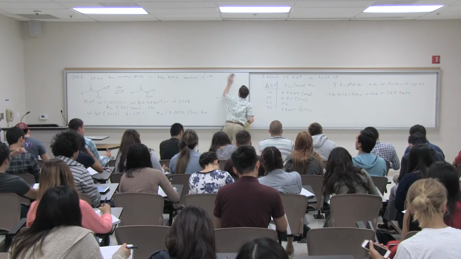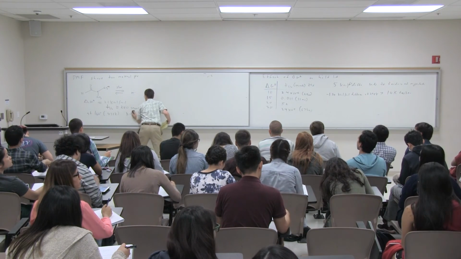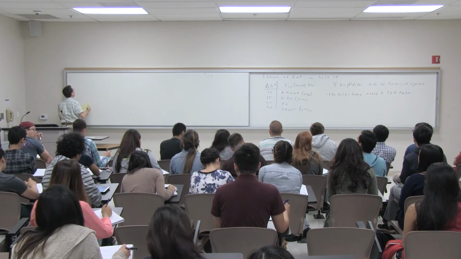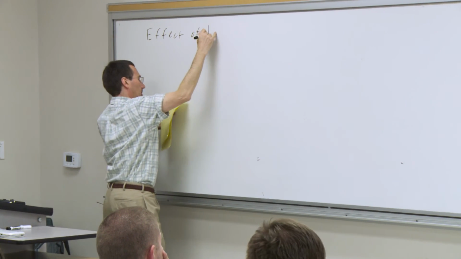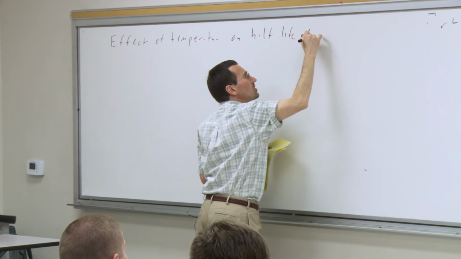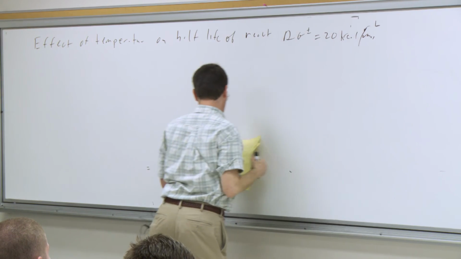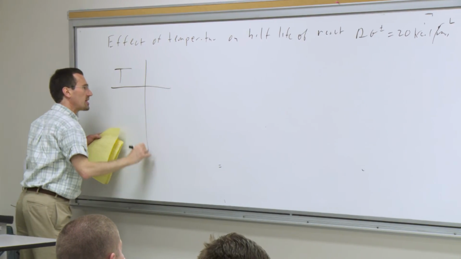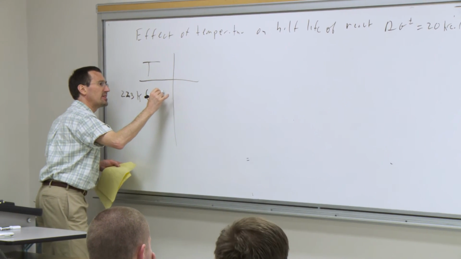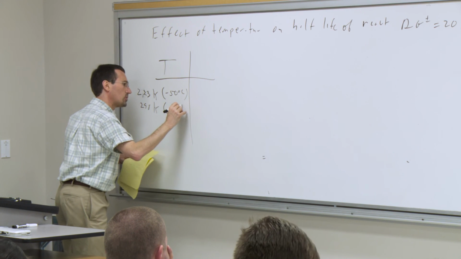The other one, and I want to finish up quickly because we're at the end of our time and I want to relate this to something useful. So I did the same thing for effect of temperature on the half-life of a reaction. And I just took a reaction with delta G double dagger equals 20 kilocalories per mole. And I just wanted again to see what's the effective temperature to calibrate myself. So I took 223 Kelvin. I took 223 Kelvin because that's negative 50 degrees Celsius. I took 298 Kelvin because we always use 298 Kelvin, that's 25 degrees Celsius.